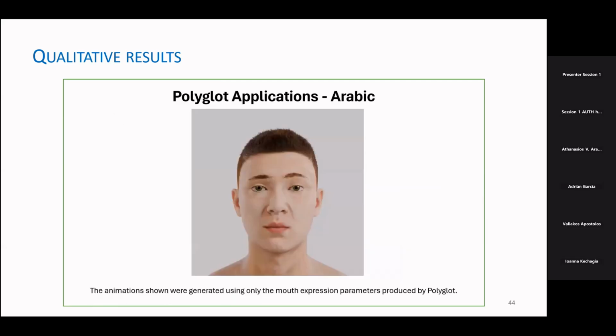Here we present high-quality renderings generated from expression parameter sequences produced by Polyglot. These examples demonstrate Polyglot's effectiveness in real-world applications.